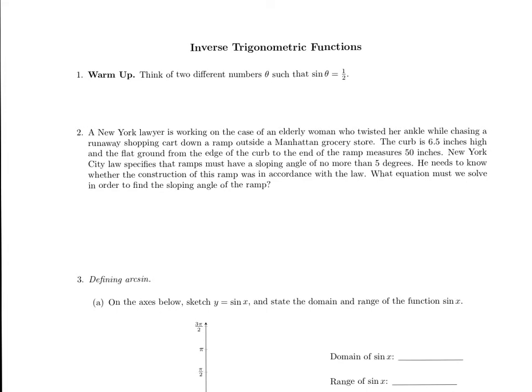It's not going to be exhaustive, but we'll do most of the problems together and talk about the underlying information behind them. Let's take a look. Start with number 1, the warm-up problem. Think of two different numbers, theta, such that sine theta equals 1/2. And I would love to remind you that theta is an angle measure or a distance traveled around the outside of the unit circle. So pause the video, take a couple moments, and see what you can come up with.